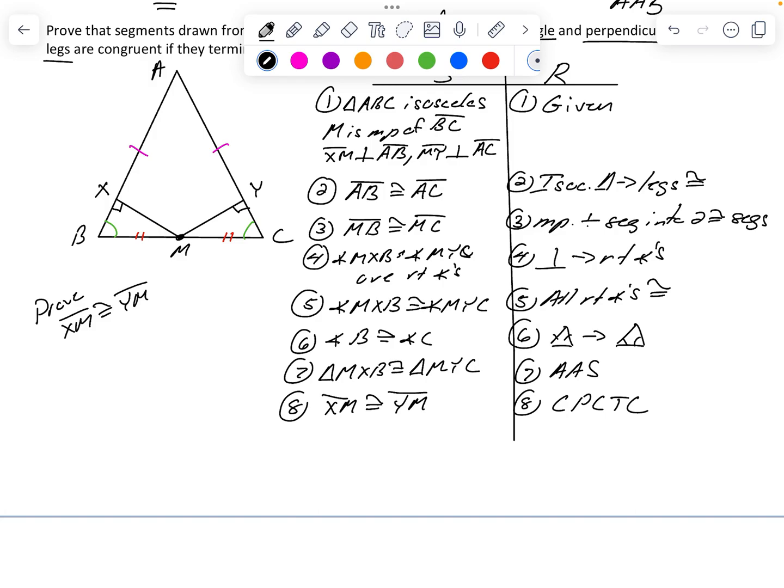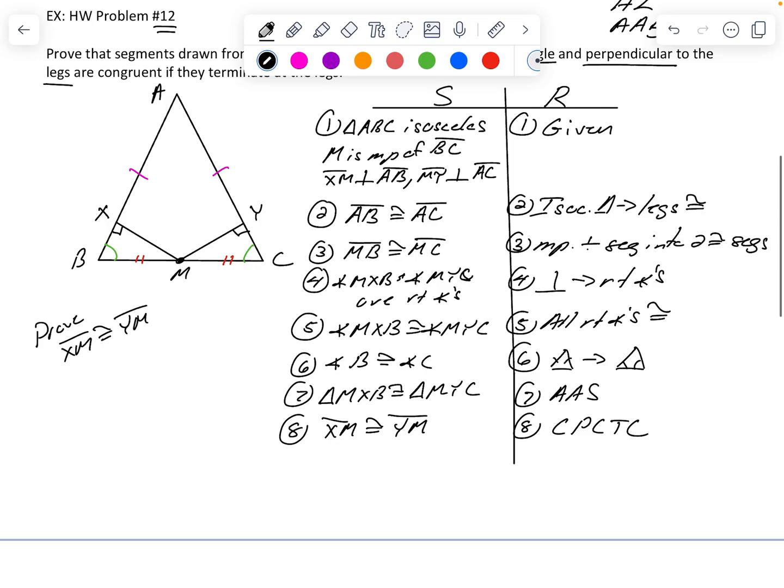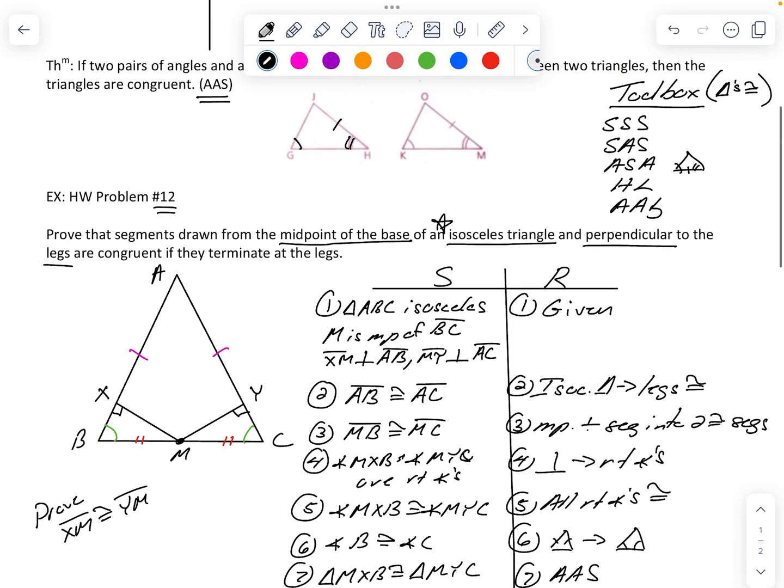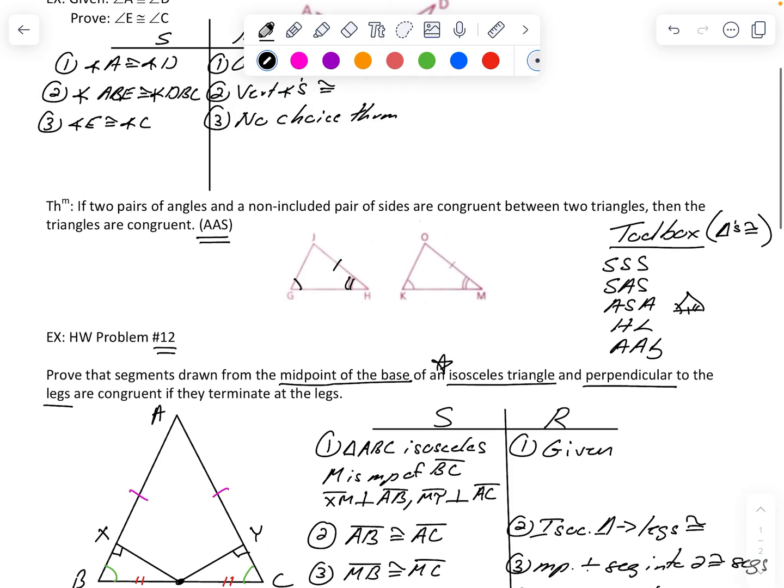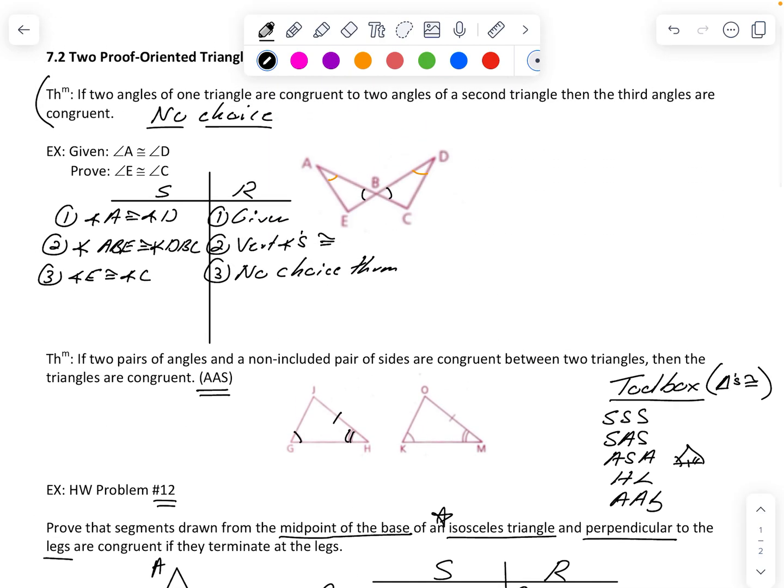So nothing that new. It's one more tool in our toolbox of ways to prove triangles congruent. We now have AAS, and then today we also learned the no choice theorem. That is, if you have two angles of one triangle congruent to two angles of another triangle, the third angles have to be congruent.